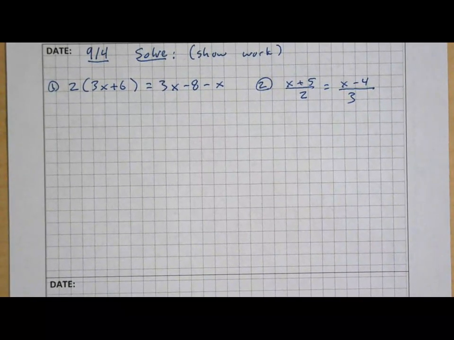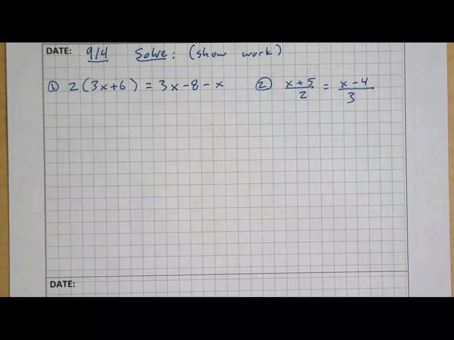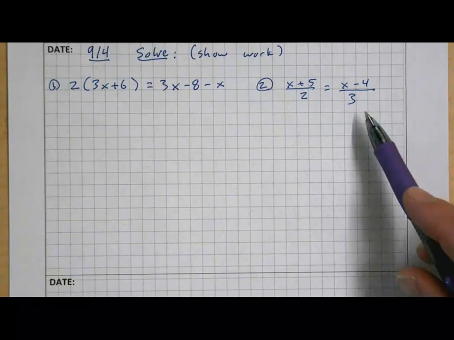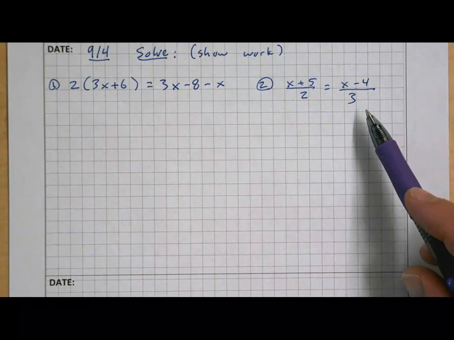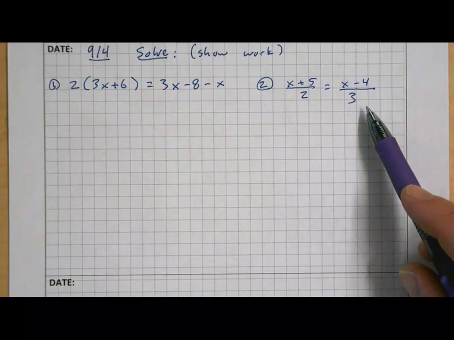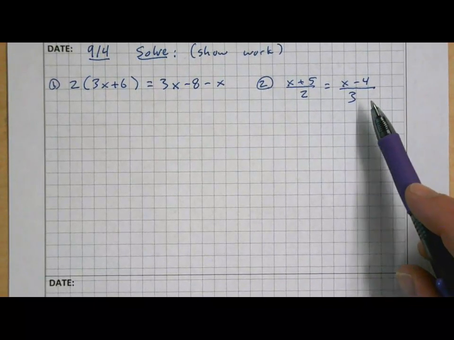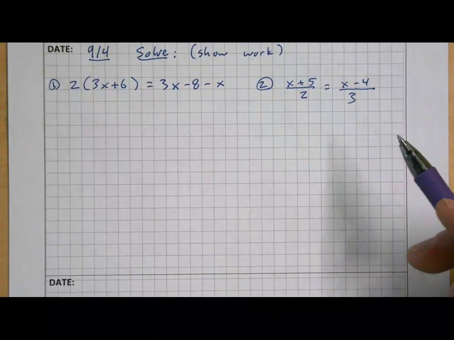My expectation is that if you have credit for Algebra 1 that you know how to solve equations. Some of you might not be super familiar with these because we didn't do very many of them last year, but we will do a bunch this year, and they're pretty easy. So I'll show you those in just a moment. But let's do number 2 first.